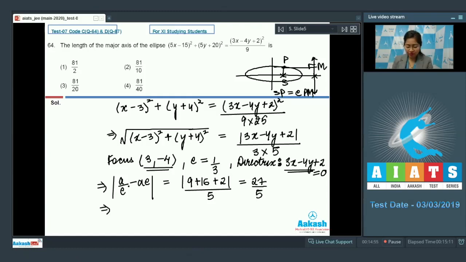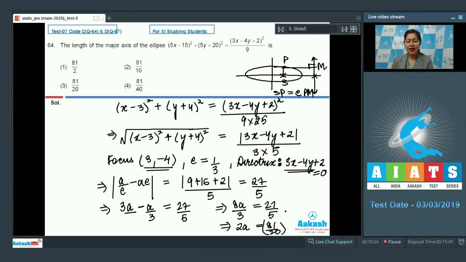Also on the left hand side, putting the value of e, we will get a upon e, e is 1 by 3, that is 3a minus a upon 3. This is equal to 27 upon 5. So further solving this, we will get 8a upon 3 equal to 27 by 5. So from here we can find the value of 2a equal to 81 upon 20, right? So the length of the major axis is 2a, that is equal to 81 upon 20. So the correct answer is option number 3.